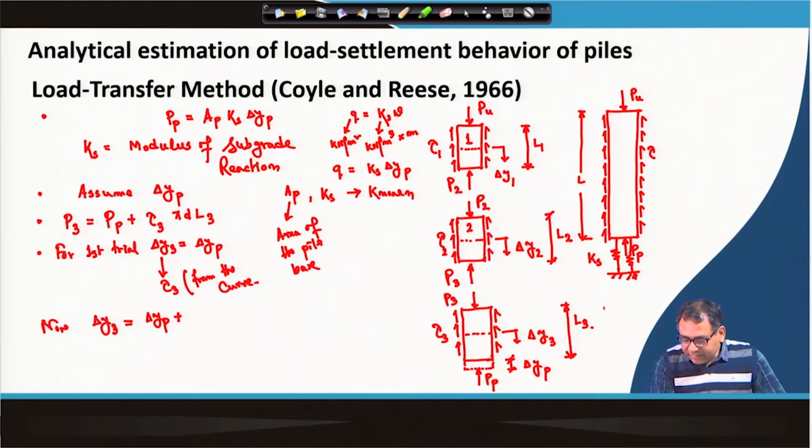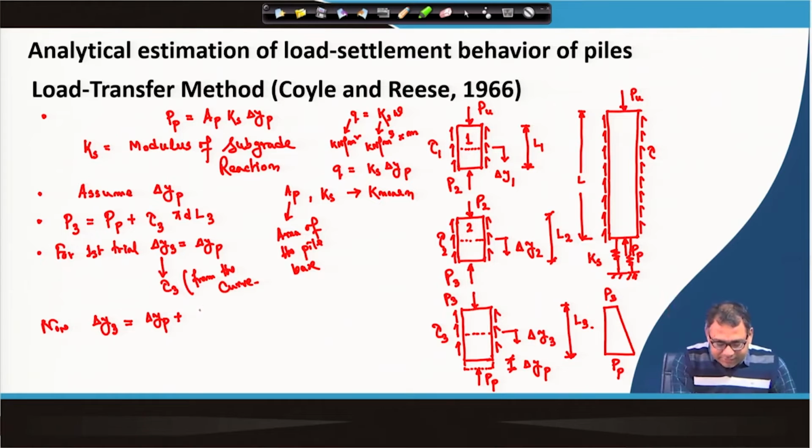We assume that the load is changing linearly along the depth. So, the average load acting at the center: P 3 is acting at the top of element 3 and P p is acting at the bottom of element 3, and they are changing linearly. So, the average load that will act at the center will be P 3 plus P p divided by 2.